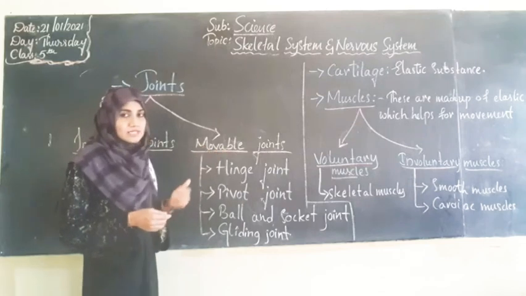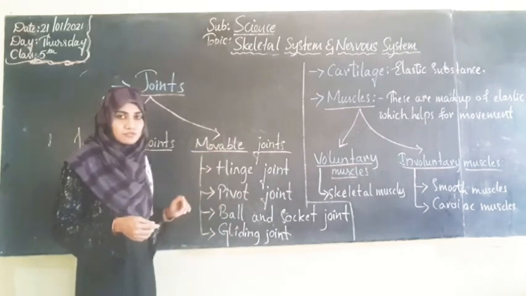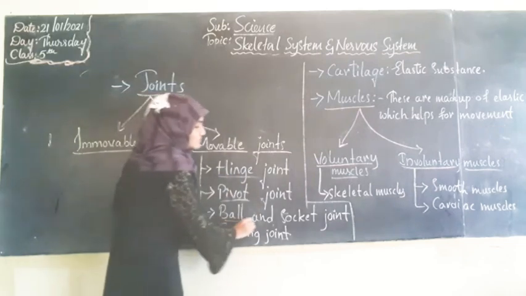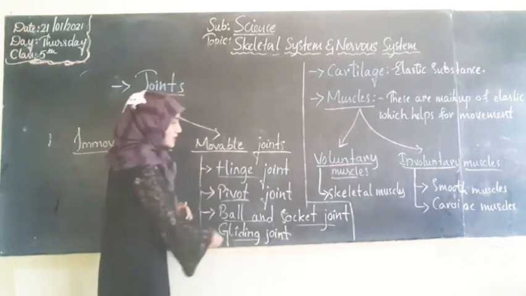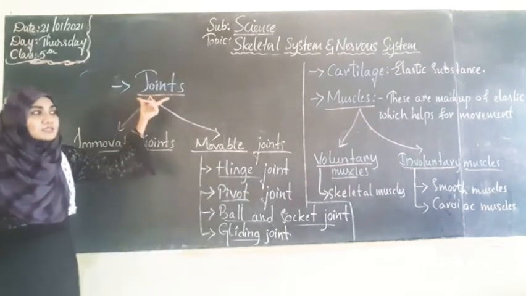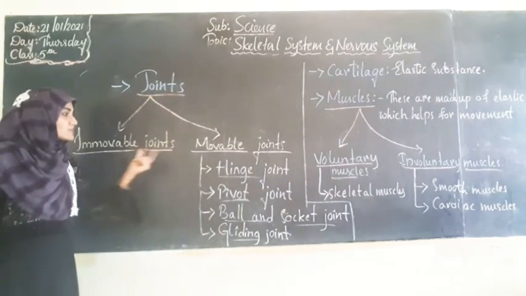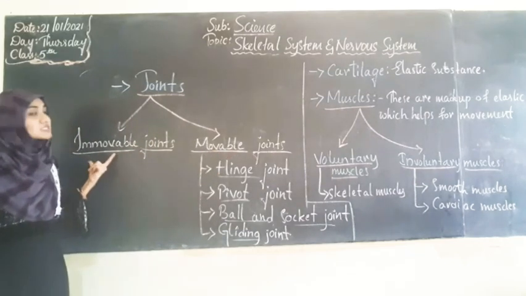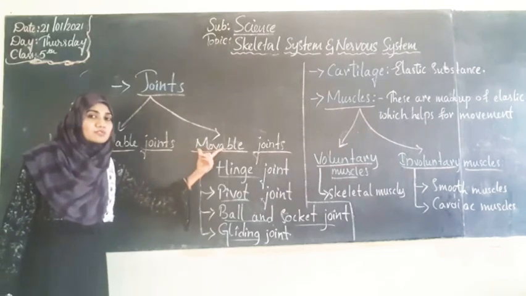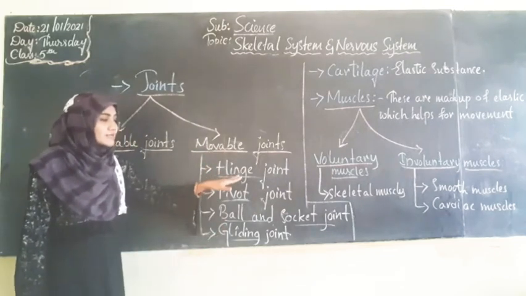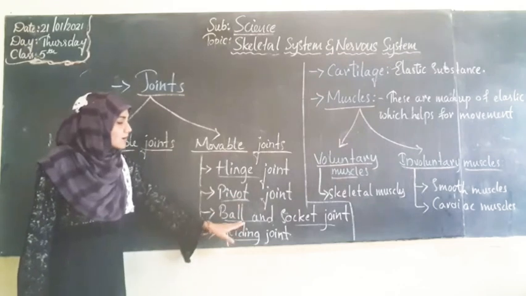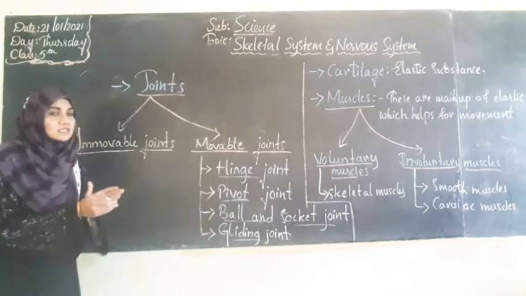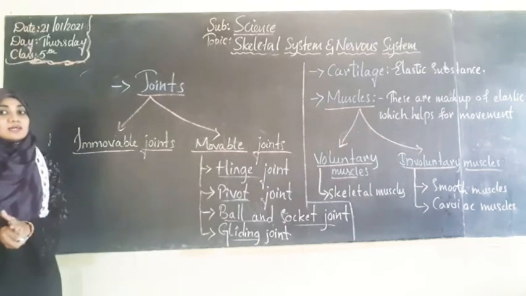In movable joints we can see four different types of joints: hinge joint, pivot joint, ball and socket joint and gliding joint. So totally the joints are classified into two types, immovable and movable joints. In immovable joints there is no further classification, but in movable joints you can find four more types. We will see the structures and names of those joints in the slide clip.